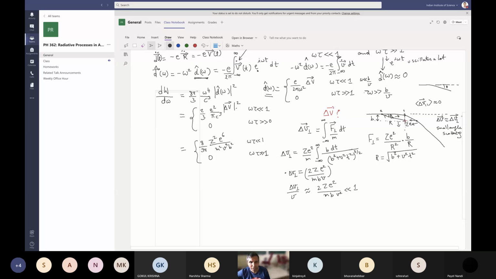Right, so tau equals B by V is nothing but the crossing time. How fast does it cross the distance of order the impact parameter? Okay, so on frequencies smaller than the crossing frequency, you get this, and for higher frequency you get 0.